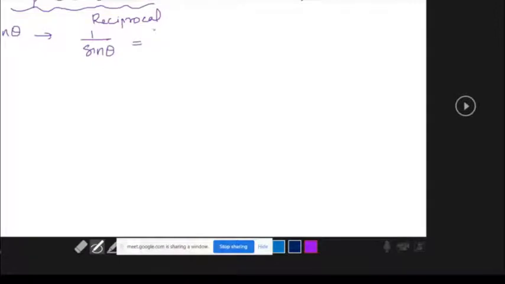1 by sine theta, how will you write it? What is sine theta? Opposite side by hypotenuse. Now, if you take it up, what will you get? Hypotenuse by opposite side, just ulta of sine theta. What do we call it? Cosec theta. Yes, this we call cosec theta.